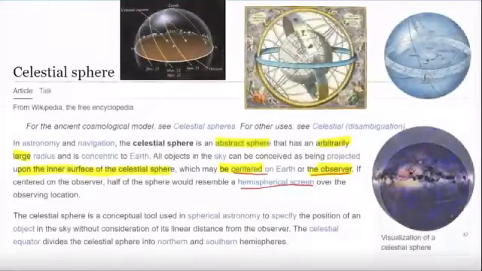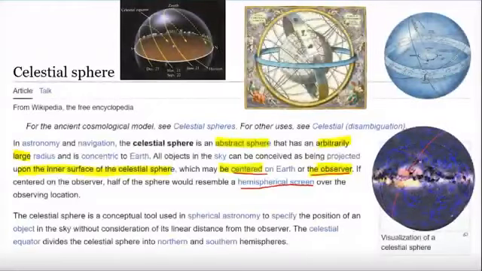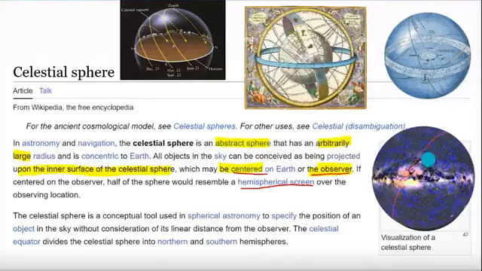So we'll go to our good old Wikipedia. And when they say it, it's just an abstract sphere that has an arbitrarily large radius that is concentric to Earth. So they're very specifically saying, oh, it may be centered on the observer. Oh, okay. And all objects in the sky can be conceived as being projected upon the inner surface of the celestial sphere. Oh, that's interesting. It's interesting how it says that it can be thought of, right?